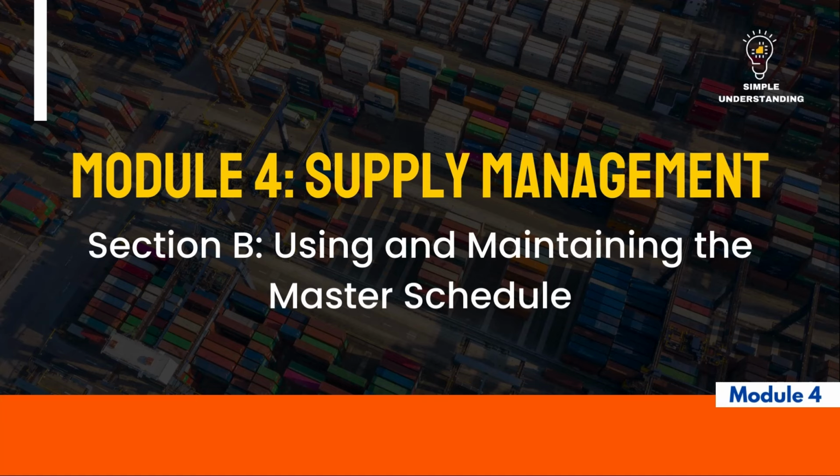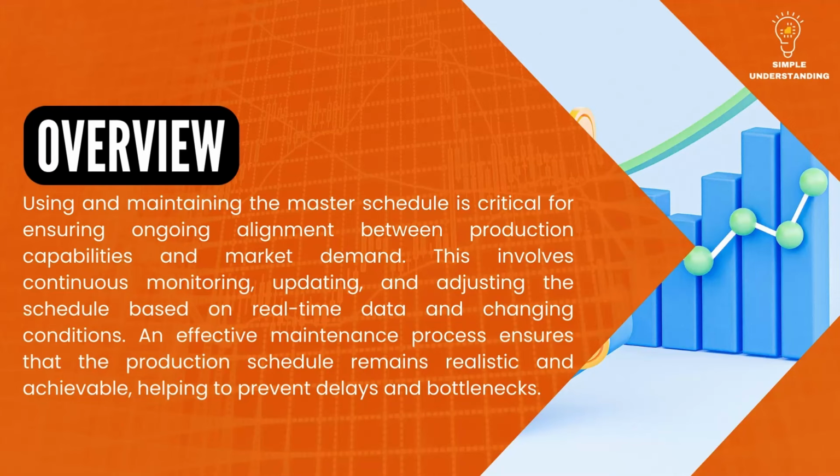Section B. Using and maintaining the master schedule. Overview. Using and maintaining the master schedule is critical for ensuring ongoing alignment between production capabilities and market demand. This involves continuous monitoring, updating, and adjusting the schedule based on real-time data and changing conditions. An effective maintenance process ensures that the production schedule remains realistic and achievable, helping to prevent delays and bottlenecks.